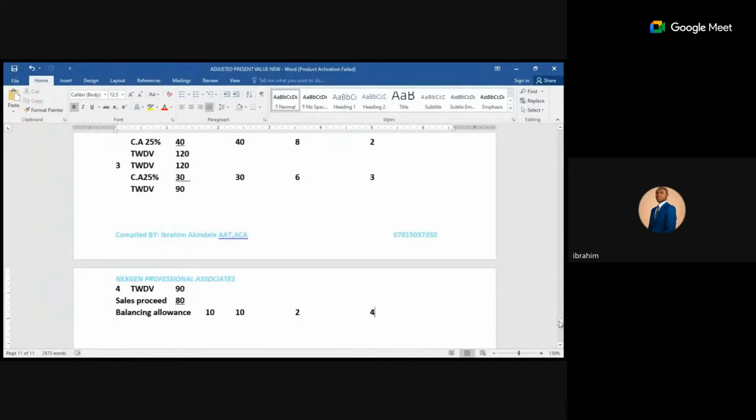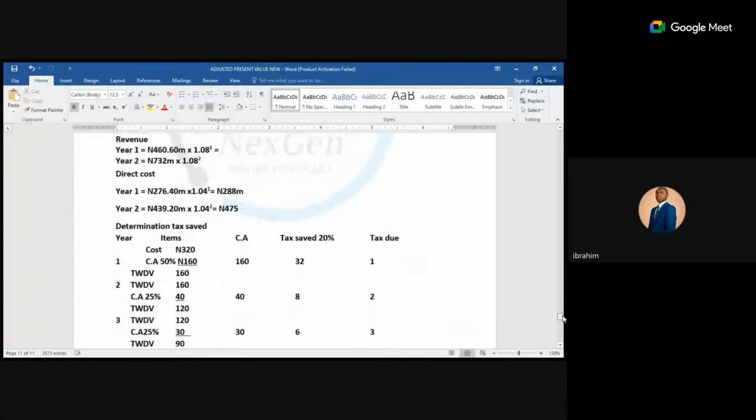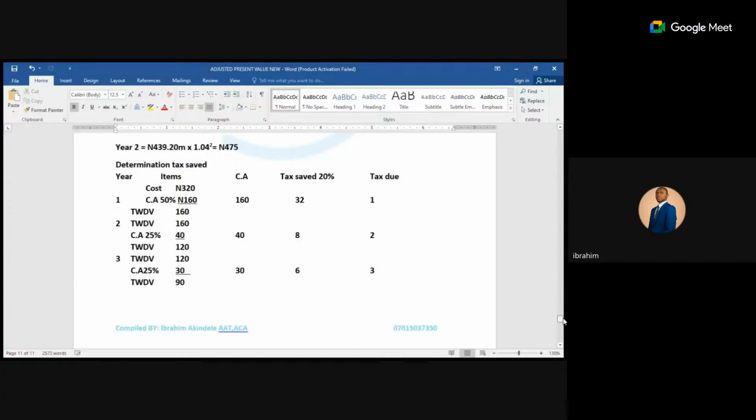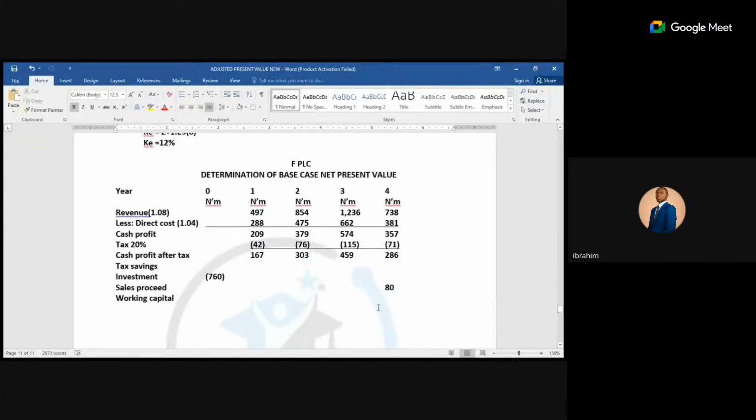So therefore, please give me the tax saved figure. Year 1, what do you have? 32. What do we have here? 8. What do we have? 6. What do we have? 2.